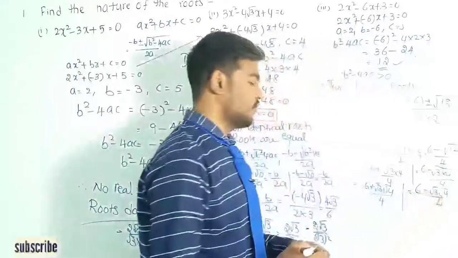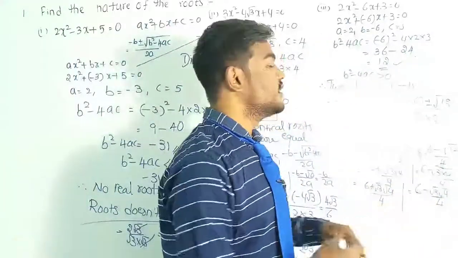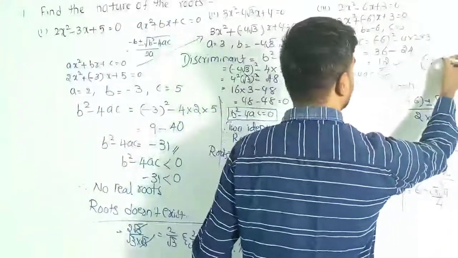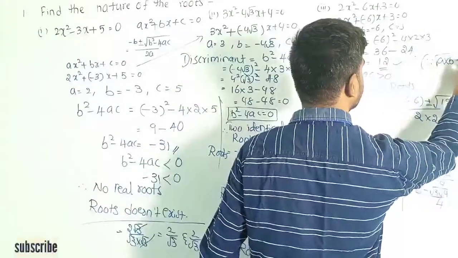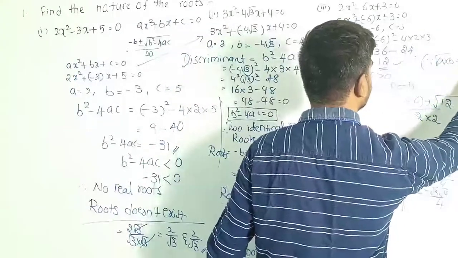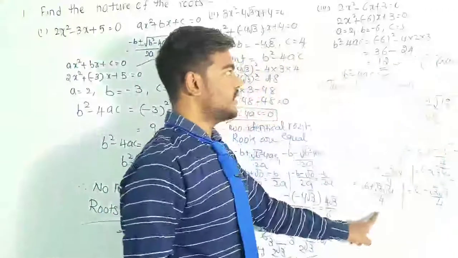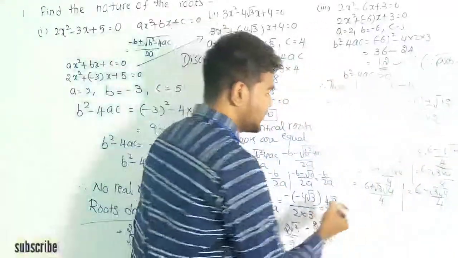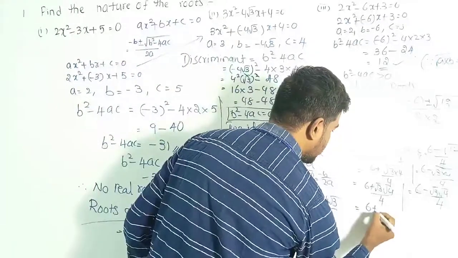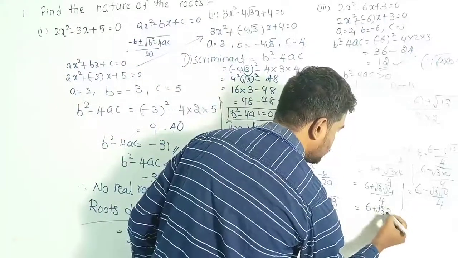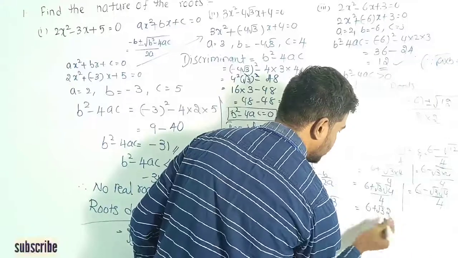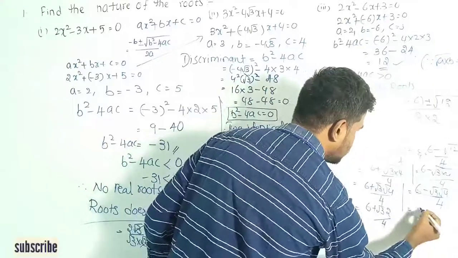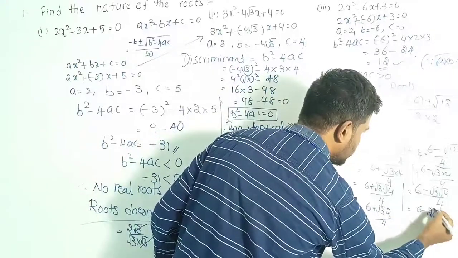So why have we split the square root of 4? By which formula? The formula is square root of a into b will be equal to square root of a into square root of b. So that formula we have written here, and that is the case here. So let's take the square root of 4, which is 2. So 6 plus 2 root 3 by 4, and this is also 6 minus 2 root 3 by 4.